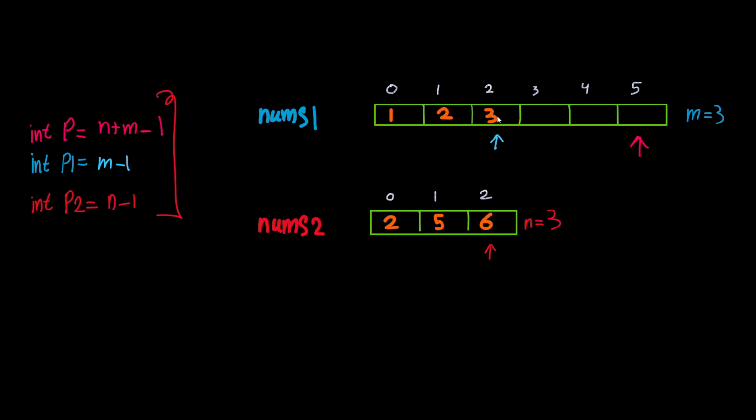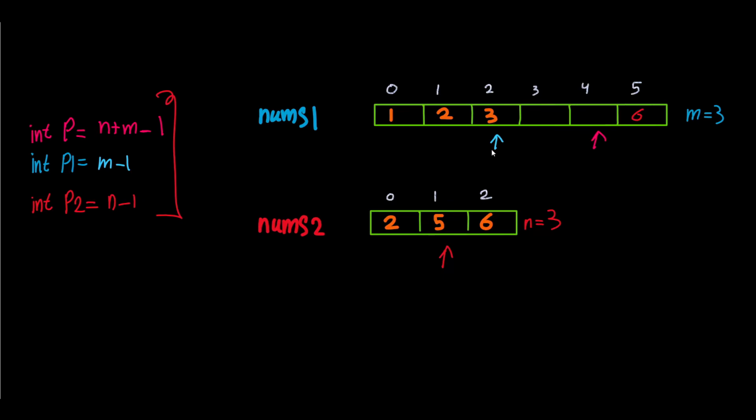We will compare 3 with 6. Which is greater? 6 is greater. So we will put 6 here. Now we will decrement this pink pointer to here, and now we will decrement the red pointer to index 1. Since we already finished with 6 and we stored it, no need to keep looking at 6, we just decrement the pointer to look at 5. Now we keep the blue pointer at 3 because we still need to compare it with other values.